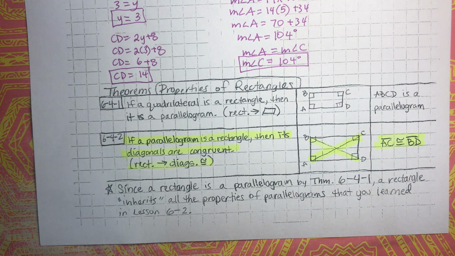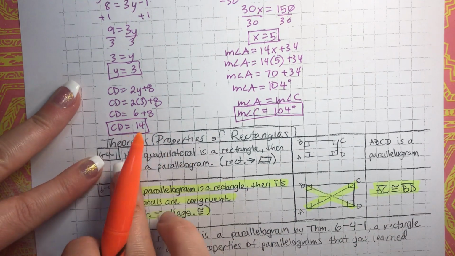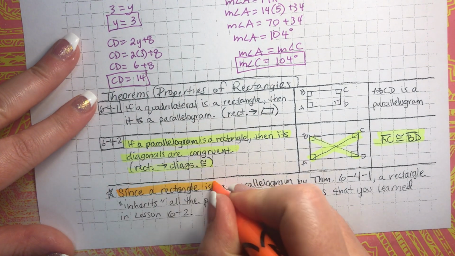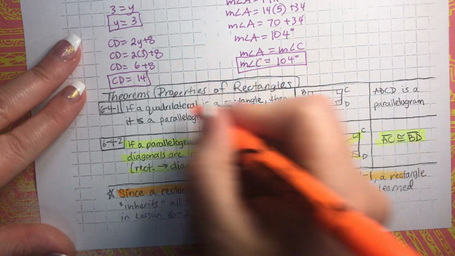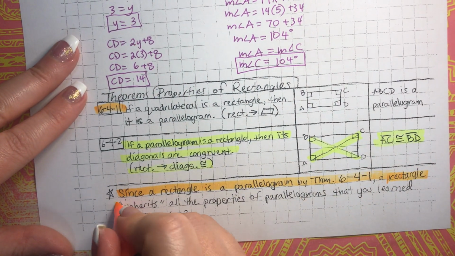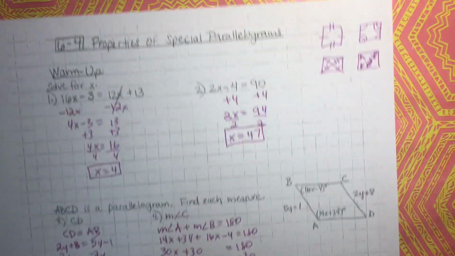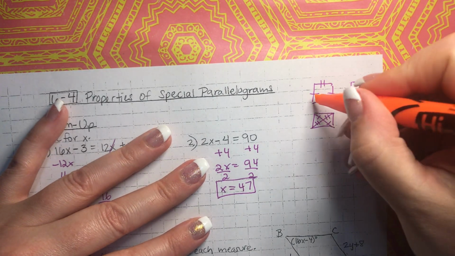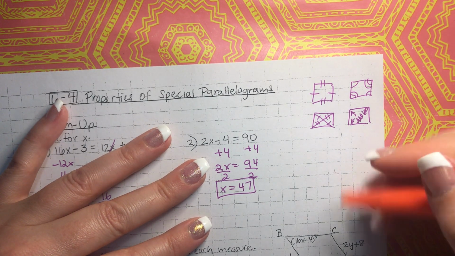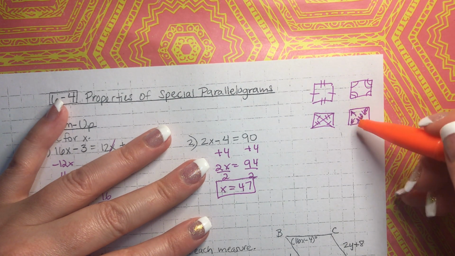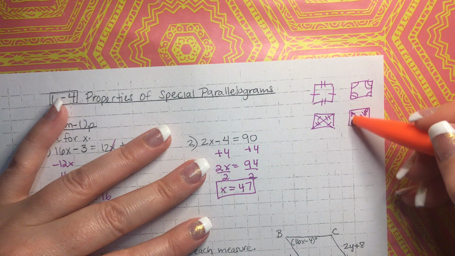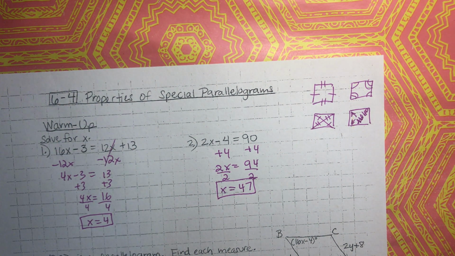And since a rectangle is a parallelogram by theorem 6.4.1, which is this one right here, a rectangle inherits all of the properties of parallelograms that you learned about in lesson 6.2, which are all of these, right? Opposite sides are congruent, opposite angles are congruent, the diagonals bisect each other, and the consecutive angles are supplementary. All right? Perfect. Okay, let's go ahead and look at the first example.